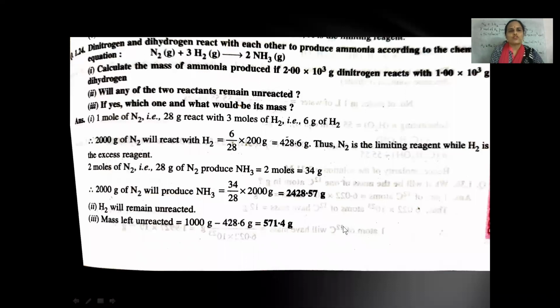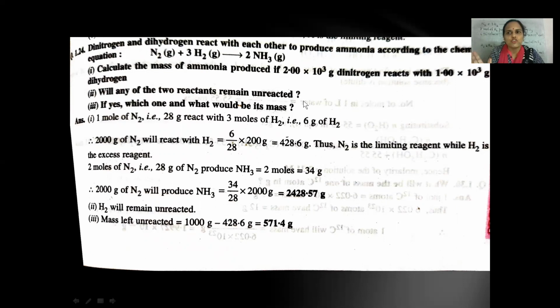Now see this question. This is the same, but here the masses are given in grams. The question is: dihydrogen and nitrogen react with one another to produce ammonia according to the equation N2 plus 3H2 gives 2NH3. You need to calculate the mass of ammonia that is produced if 2000 grams of nitrogen and 1000 grams of hydrogen are given. Then the second part of the question is, will any of the two reactants remain unreacted?